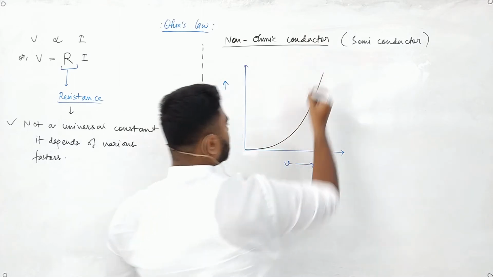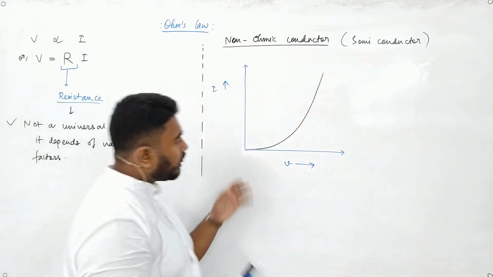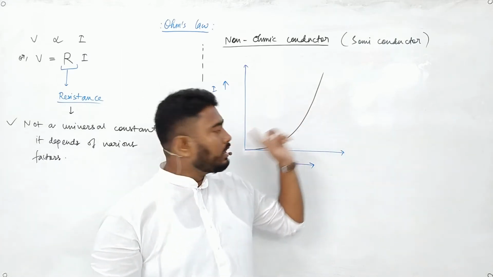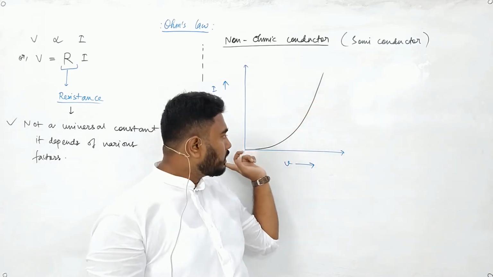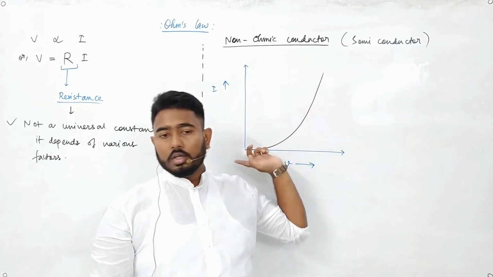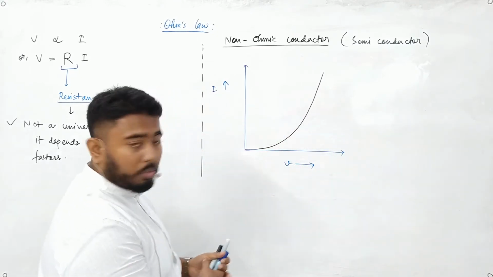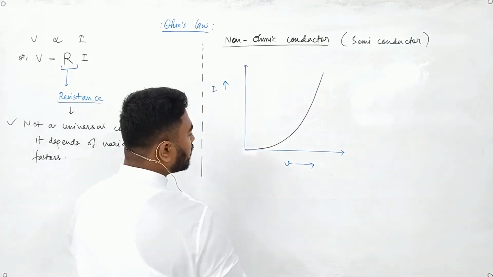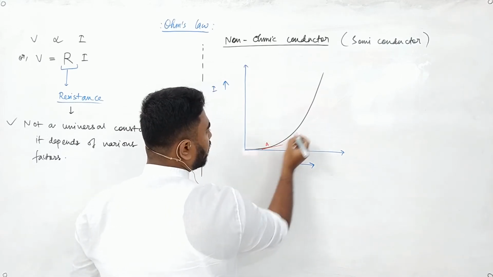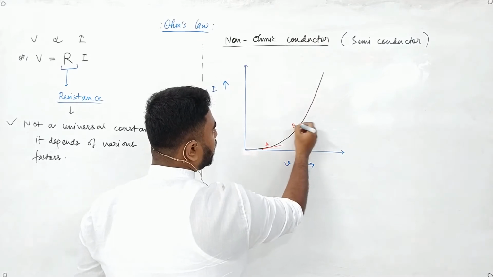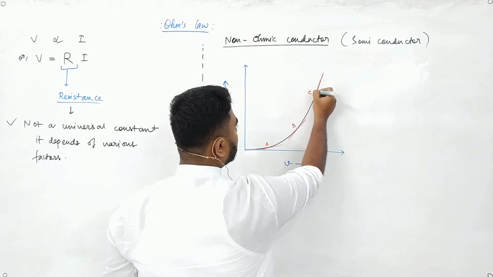Is it a straight line? No. That means if it is not a straight line, is the slope of the curve constant? No. So the slope is changing. If I draw tangents at various places, suppose I'm drawing tangent at this point, this is A. I'm drawing tangent at this point, this is B. And I'm drawing tangent at this point, this is C.